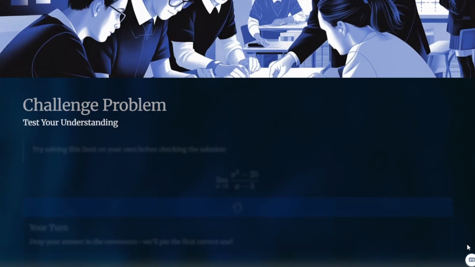Now, here's your challenge. Try solving this limit on your own before checking the solution. So, we want to find the limit as x approaches 5 of the function x squared minus 25 over x minus 5. So clearly, if we simply substitute x equals 5, we will see that the denominator is 0. So we'll need to do some algebraic simplification before we can find the limit.